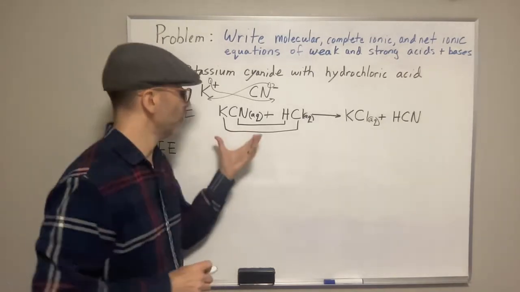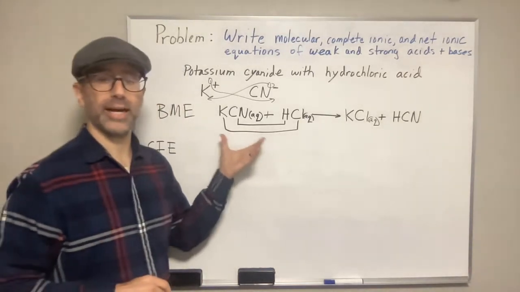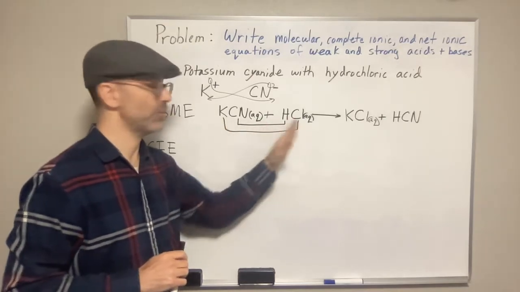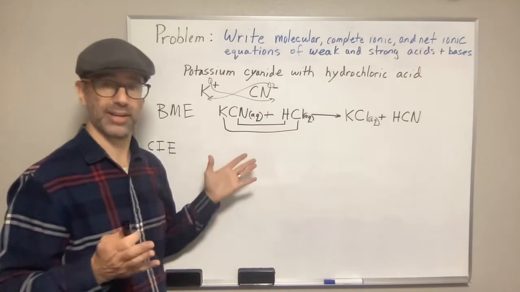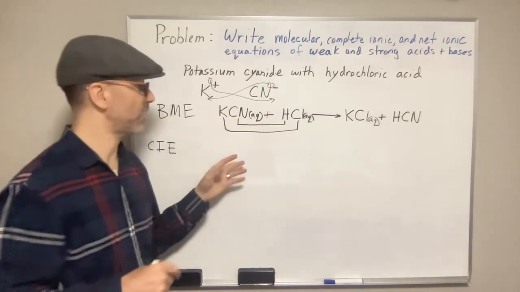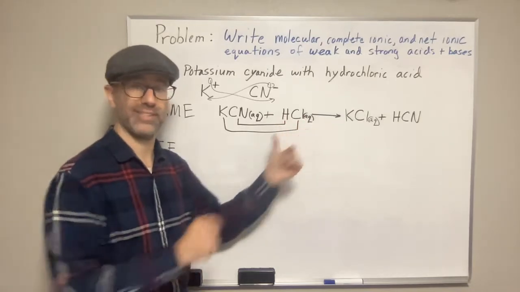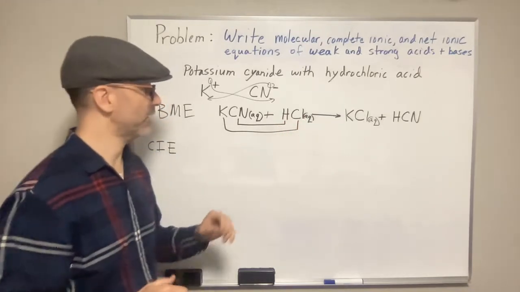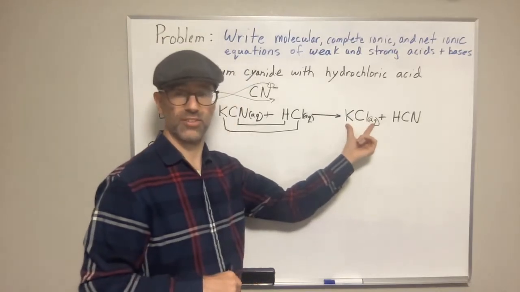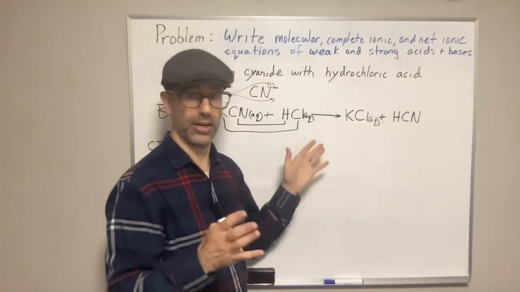So when you're writing your complete ionic equation, all you're going to do is separate everything into its ions. That's going to separate into ions. So we know that this is aqueous. That's going to separate into its ions. This is a strong acid. That's going to separate into its ions. This is aqueous. This is soluble in water. So that's going to separate into ions.